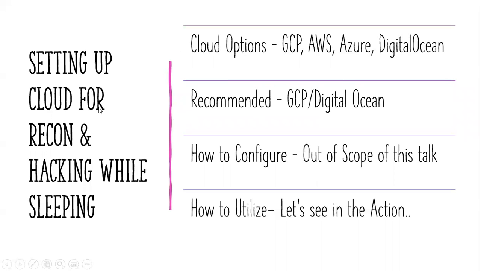Okay, so setting up your cloud for recon and hacking while sleeping. I'm not going to go deep and explain what cloud is. There are some particular clouds that I recommend: GCP, Amazon Web Services, Azure, or DigitalOcean. I particularly like GCP because GCP gives you $300 that you can use over a period of 12 months. If you purchase a good VPS with 8 GB of RAM, it will last around 5 to 7 months or something like that. So GCP is good. DigitalOcean offers you $200, but that is for 2 months only.